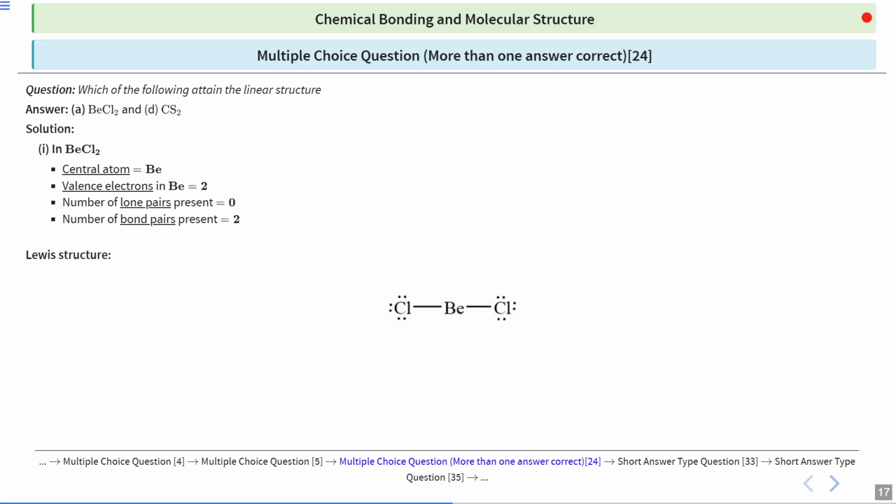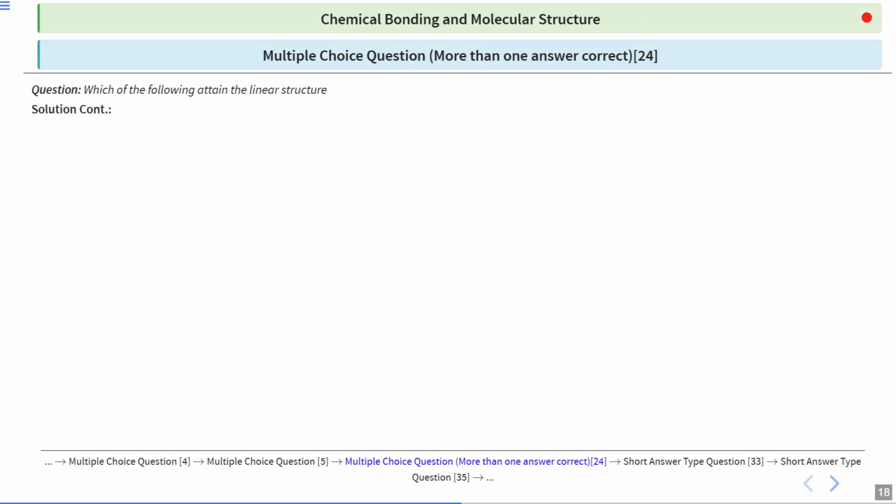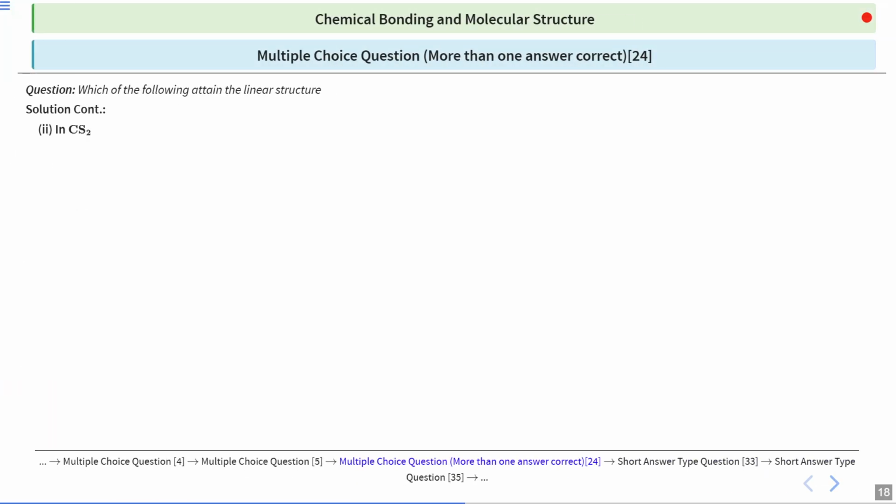And the Lewis structure will be this, which is having a beryllium, then chlorine on both sides sharing 1 electron. So, from here, if you calculate the steric number, you will get your BeCl2 as linear. I am not showing again how to calculate the steric number. Now moving on to the next, which is CS2. If you consider the CS2 molecule, in that the central atom will be carbon.